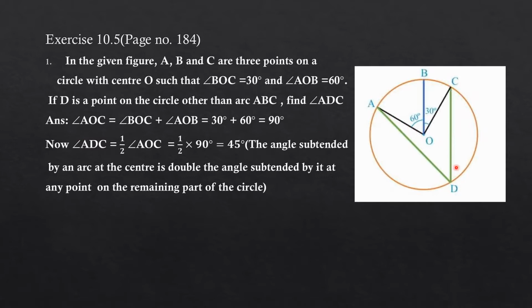So D is a point on the circle which is on the remaining part of the circle. Therefore, we can say angle ADC will be half of angle AOC, that is half of 90 degree, which is 45 degree. We have the reason: angle subtended by the arc at the center is double the angle subtended by it at any point on the remaining part of the circle.